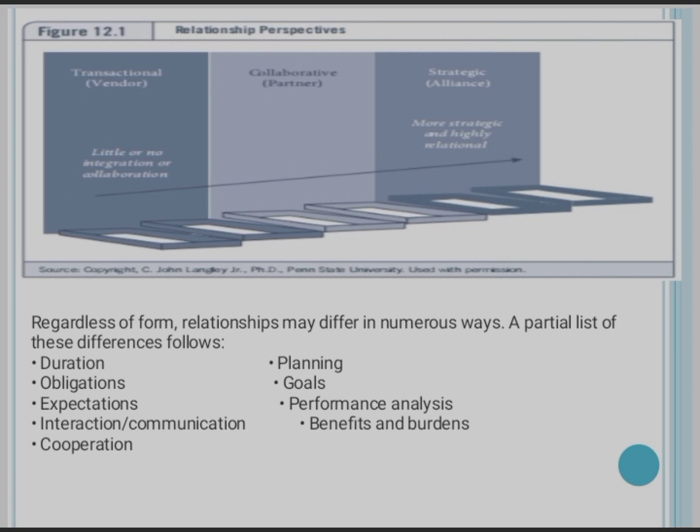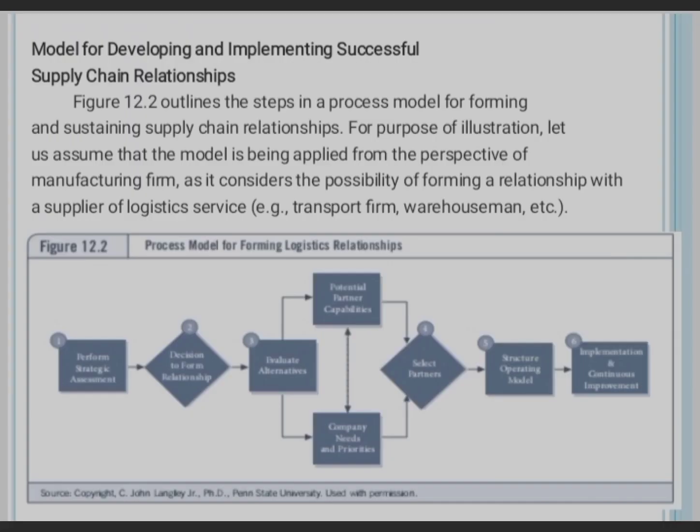Ang disalignment kining mga kuan is makahelps ni siya para ma-optimize tong mga operations o ma-enhance pud ang collaboration and achieve shared goals. Next, model for developing and implementing successful supply chain relationships.